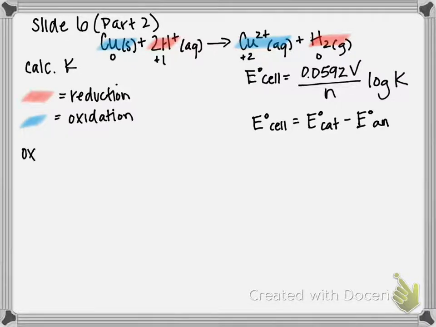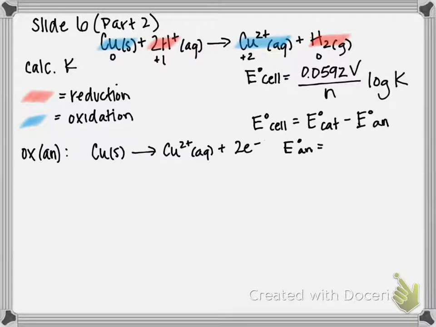Remember, oxidation occurs at the anode, and it's going to be copper solid reacts to form copper 2 plus ions plus 2 electrons, and the standard electrode potential for our anode, if you consult your standard electrode potential table, is 0.34 volts.